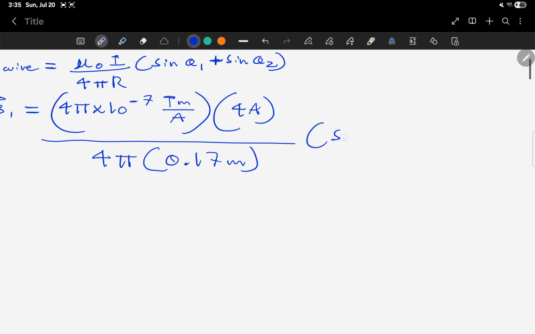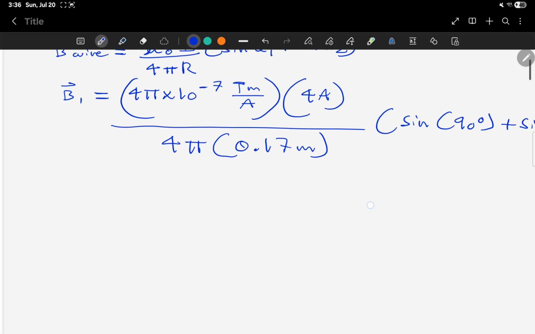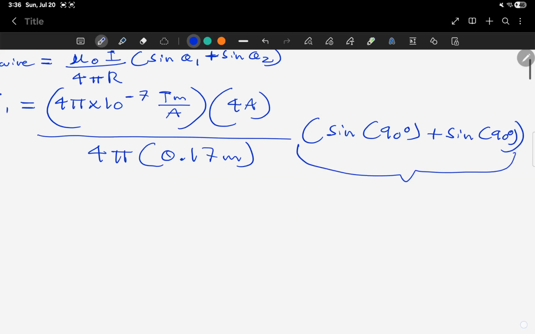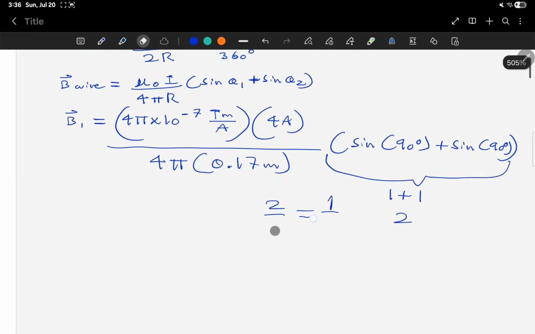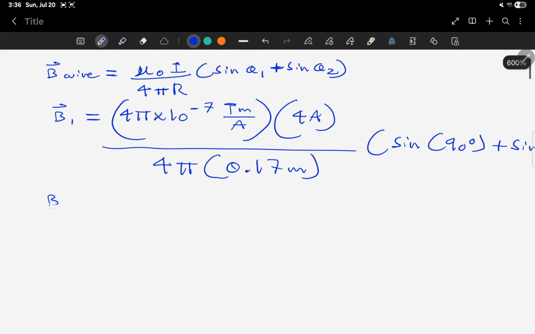And now I do sine of theta 1. My theta 1 was 90 degrees, plus sine of theta 2, which is also 90 degrees. Sine of 90 gives us 1, right? So essentially this entire thing becomes 1 plus 1, which means it becomes 2. So when you do 2 divided by 4, I'm just focusing on the numbers for now, 2 over 4 gives us 1 over 2. Just letting you know that little trick. And I'll try to solve for this.